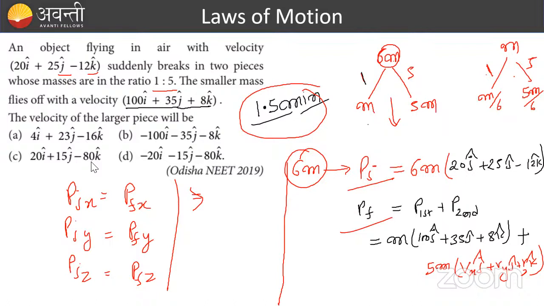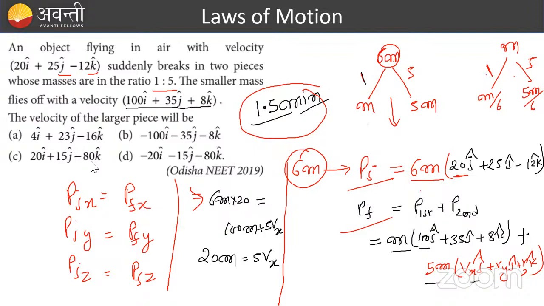So initial momentum in x direction is how much? 6m into 20, है ना? So right here, what will you write? 6m into 20, and final momentum in x direction will be how much? m into 100 plus 5m into vx. So 100m plus 5m vx. So 100m, this is 120m. So this will become 20m equal to 5m vx.